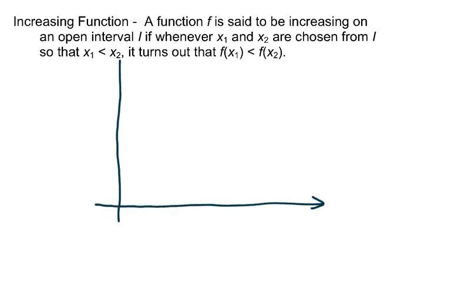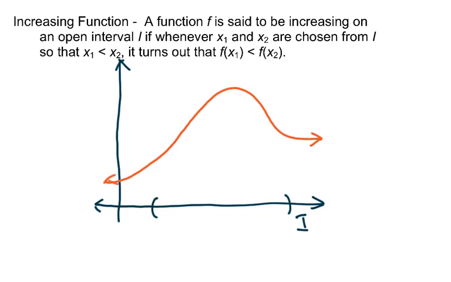I'm going to draw a graph here where, again, I'm picking an interval. This is my interval I, and I'm going to draw my function like this. Okay, so x1 and x2, if I were to pick them over here, and see I'm picking x1 to the left of x2, it's still the case that f of x1 is less than f of x2.